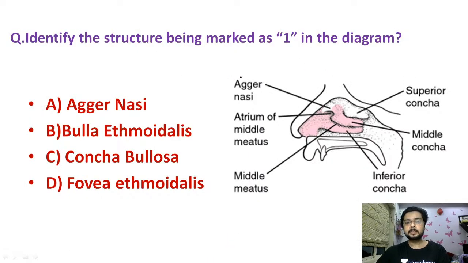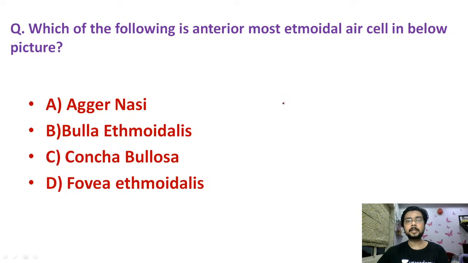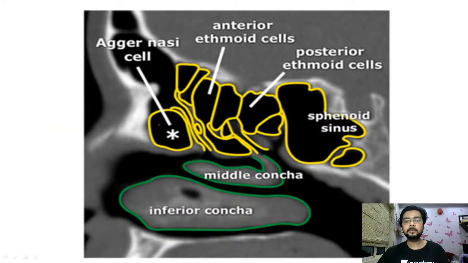Here they had asked about agger nasi, that is the anterior most ethmoid cells, agger nasi cell, right? So I had told you about diagnostic nasal endoscopy. You should be familiar with. They can give you a video of diagnostic nasal endoscopy in your future exam. Here you can see the anterior and posterior ethmoid cells and the frontmost cell, if pneumatized, is the agger nasi cell.